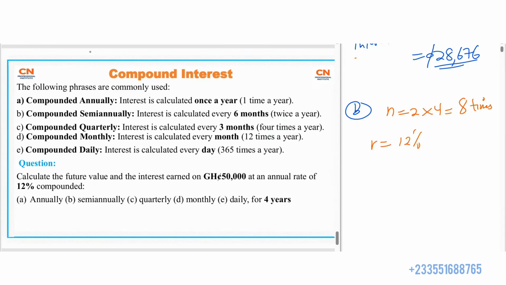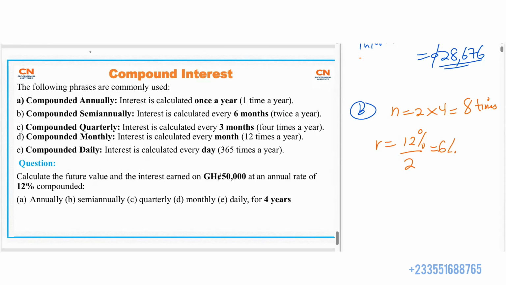Then your R in the question was what? 12%, right? But you don't use the 12%. You have to divide by the 2, the number of times it will compound, so that you get what? 6%. Okay. The 12% is an annual rate, but it's compounding every 6 months, meaning twice a year. So you have to divide the 12% by 2. Okay. So that we get the rate for the first 6 months.